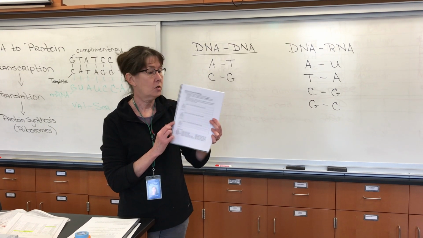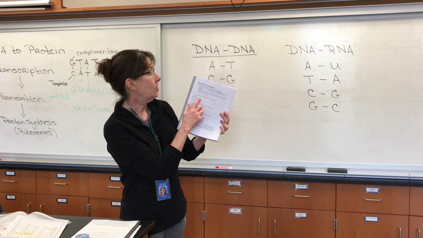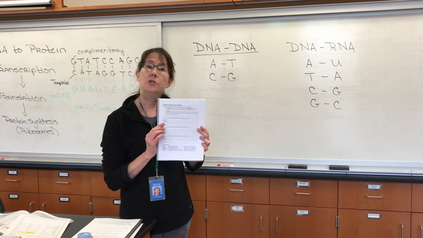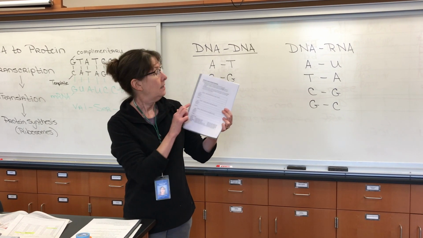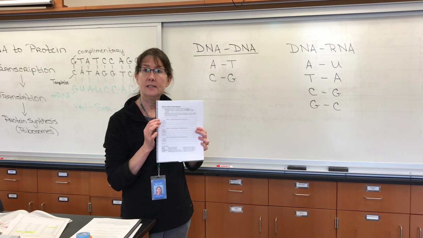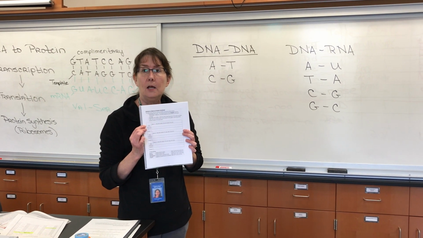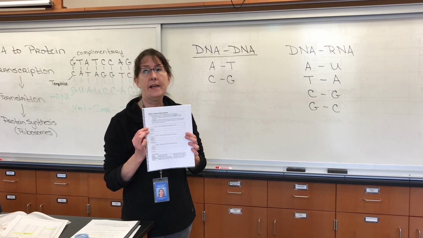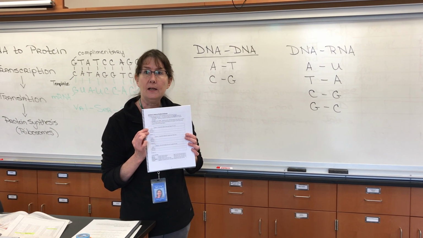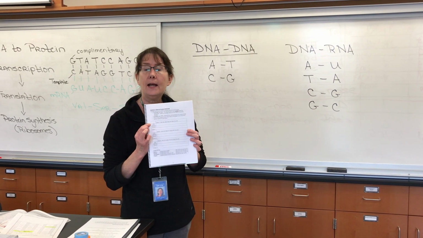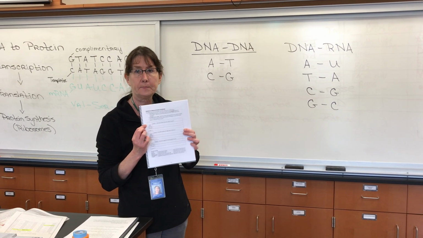Use your template strand of DNA to make your messenger RNA sequence. Use your messenger RNA sequence to determine your amino acid sequence using the genetic code in your textbook. Remember, messenger RNA gets read in groups of 3. Each group of 3 nucleotides is a codon that codes for an amino acid.